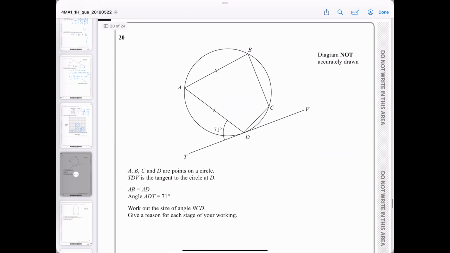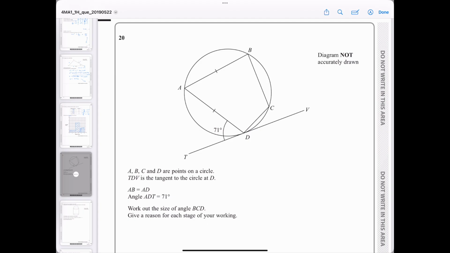Oh good, this is circle theorems of some sort. A, B, C and D are points on a circle. TDV is a tangent to the circle. Okay, and AB equals AD.